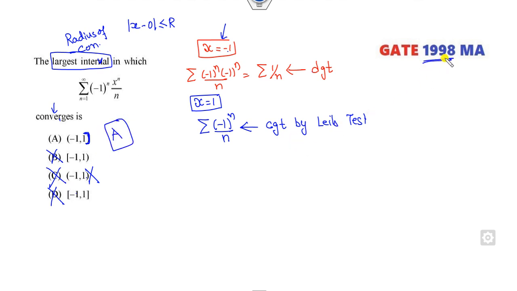This is GATE 1998. There is no need to find the radius of convergence. You can simply start by checking the options, and you can get the answer in a very simple manner.